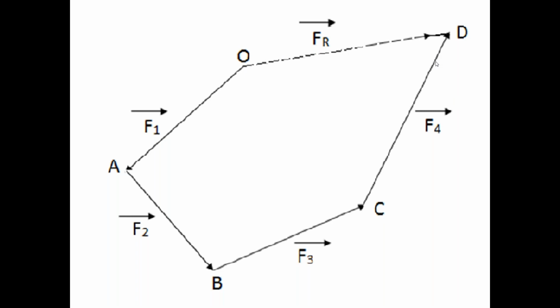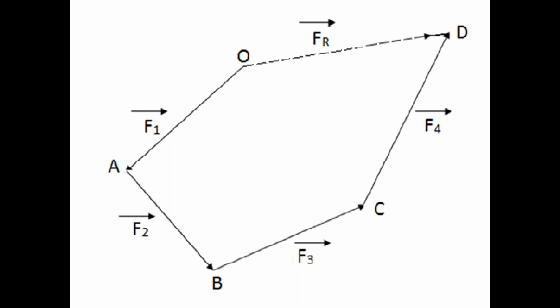Only in the open polygon we have the closing side from starting point to ending point. That closing side is the resultant force. So if the polygon is an open polygon, then the four forces are not in the equilibrium condition because they are having the resultant force. But if this polygon is a closed polygon, the resultant force is 0. So the four forces are in the equilibrium condition.